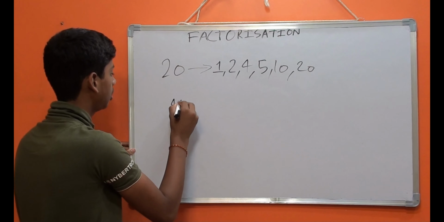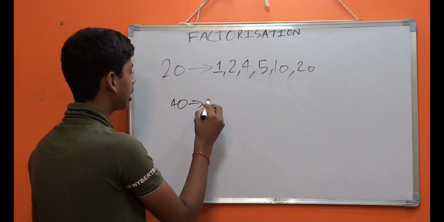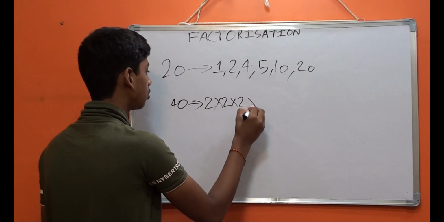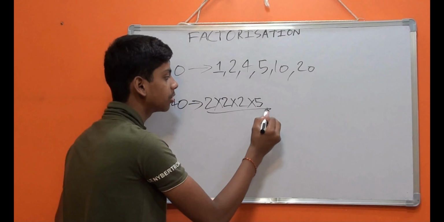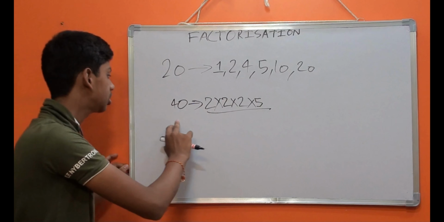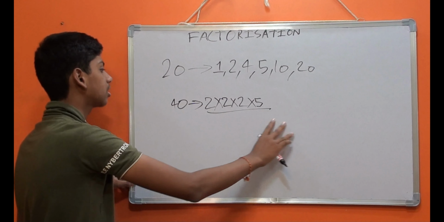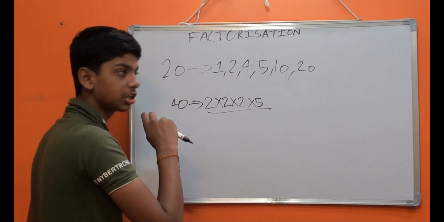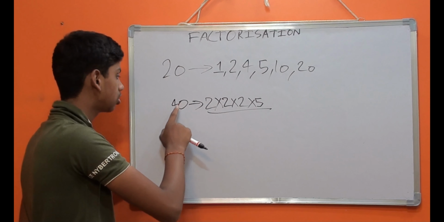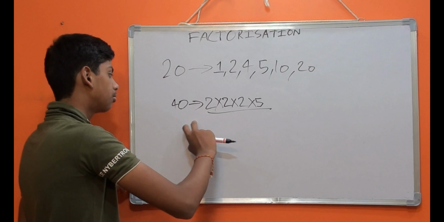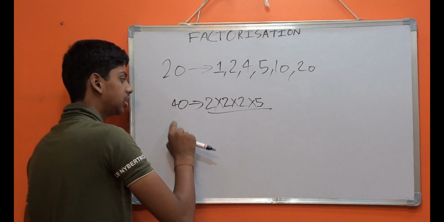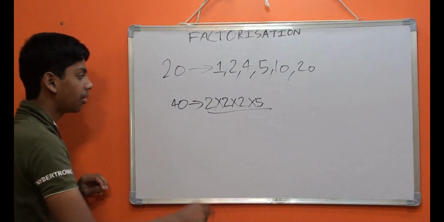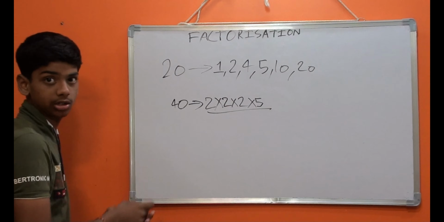Now let's take 40. It can be represented as 2 into 2 into 2 into 5. Here all these numbers are prime numbers. So this type of factorization is called prime factorization. So here you are doing nothing but factorizing this. You are splitting it up into a product of prime factors. So when you multiply all of these, you get 40.